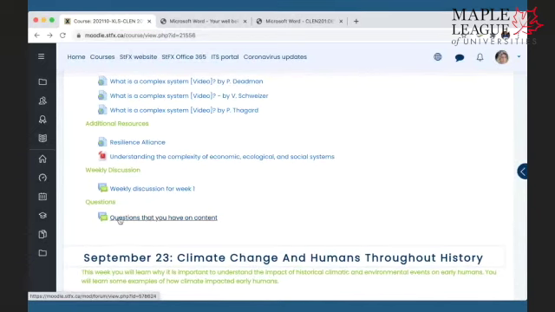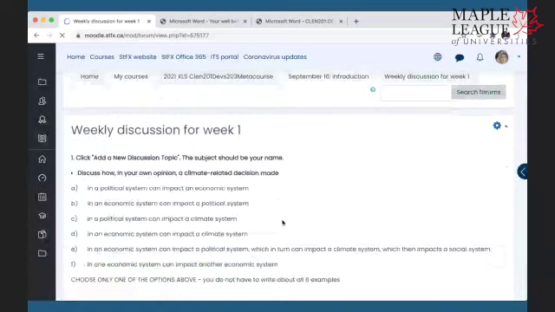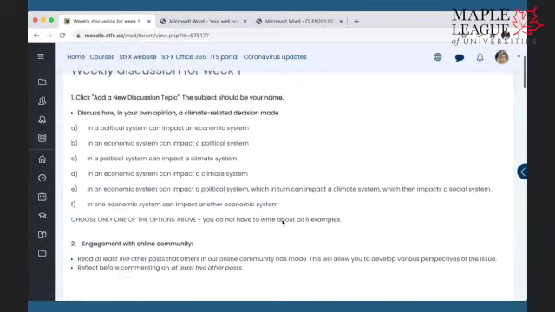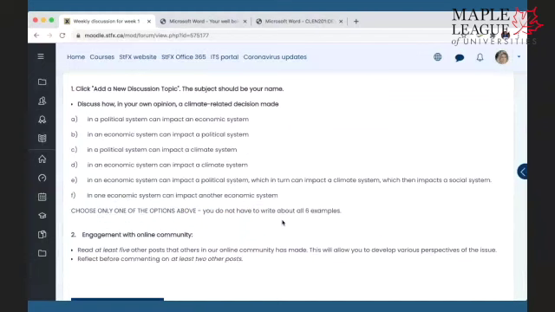I have this every week, questions that you have on content. If there's something they don't understand, they can post a question here. And then every week I have this weekly discussion. This is pretty much the format for every week. On this topic, I asked, discuss in your own opinion how a climate-related decision in a political system can impact an economic system, or they had to pick one of the options.